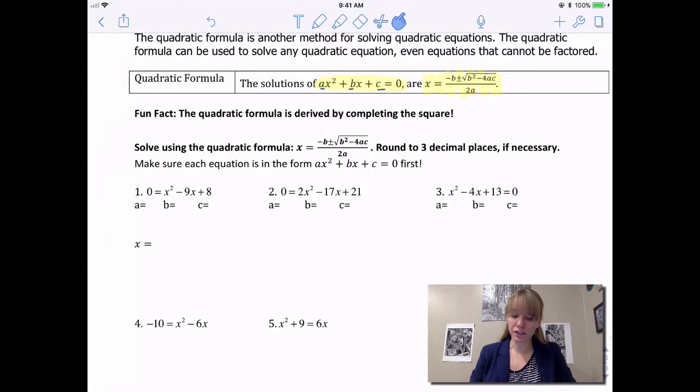So when I solve using the quadratic formula, I've got to check a couple things. First of all, am I in this form, ax squared plus bx plus c equals 0? So I've got to be in order: x squared, then x, and then my number, and I have to have the other side set equal to 0. It doesn't matter which side is which, but I have to have that form. Then I can figure out what a, b, and c are and kind of go to town.